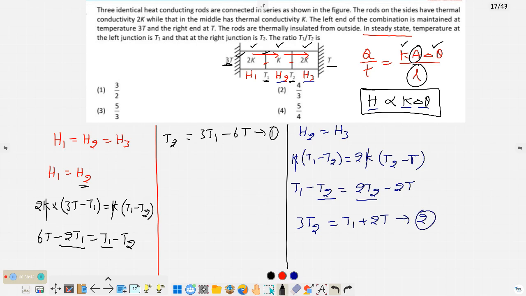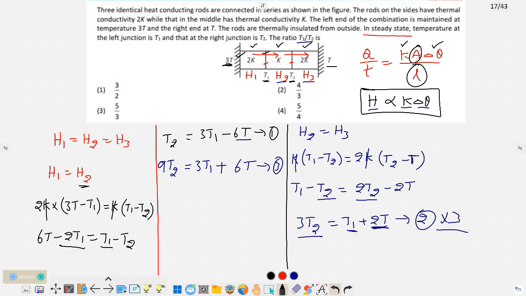Now our question is that they are asking T1 by T2. In both equation 1 and the second equation we have a T, so try to eliminate the T. To eliminate the T, I am multiplying the second equation by 3. What are you going to get? 3T2 into 3 becomes 9T2. 9T2 is equal to, only T1 is there, into 3, that is 3T1, plus 2T into 3, that is 6T. This is called equation number 3.